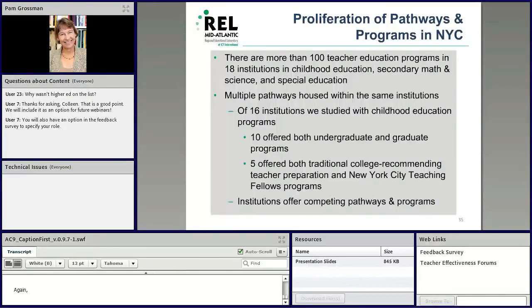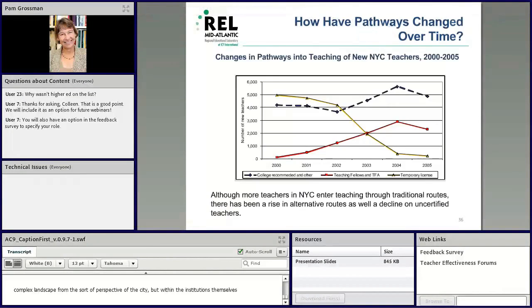One of the things that was interesting is that there were multiple pathways housed within the very same institution. Of the 16 institutions that we studied that had traditional childhood education programs, 10 of them were offering both undergraduate and graduate traditional programs. And 5 of them were offering both the traditional college recommending programs and the New York City Teaching Fellows programs. There were places that were offering multiple alternative routes as well. They might be offering New York City Teaching Fellows programs, TFA programs, and their traditional programs. So the institutions themselves were offering competing pathways and programs. It's not only a complex landscape from the perspective of the city, but within the institutions themselves, it was a complex landscape.